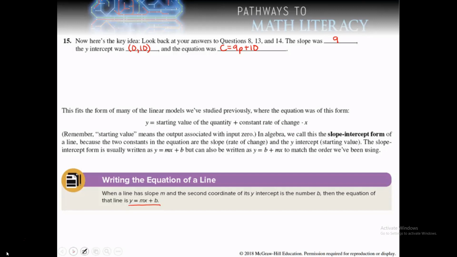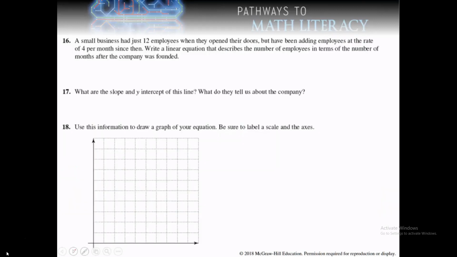So in 16, a small business had 12 employees when they opened their doors, and they've been adding employees at the rate of 4 per month. So we're going to write a linear equation that describes the number of employees after a certain number of months. So we'll have E for employees equals, well, we started with 12 employees and we're adding them, so plus 4 per month. So 4 times m, the number of months. And if you prefer to have that in the mx plus b format, we could rearrange that and have it as E equals 4m plus 12. You can write it either way as long as you can find the information you need.